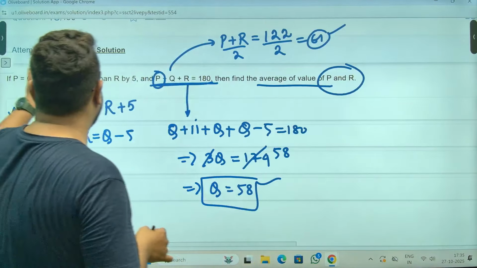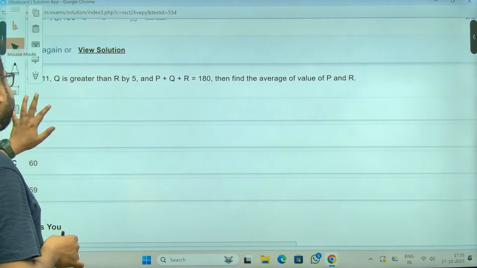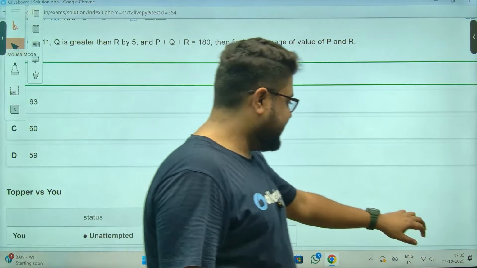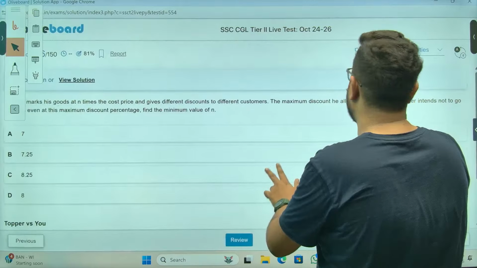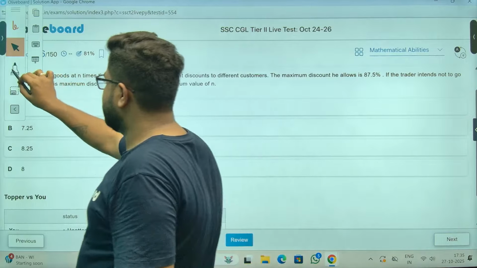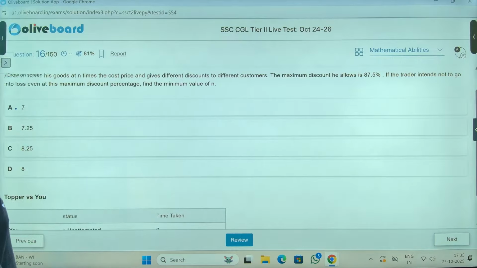Once again, they have come back to A. Once again, they have come back to A, sir. Right? Chalo, moving on, sir. I don't think we can do this one. Chalo.